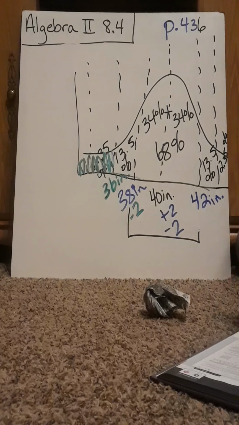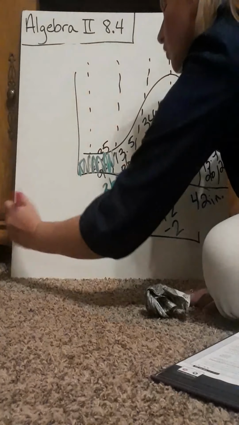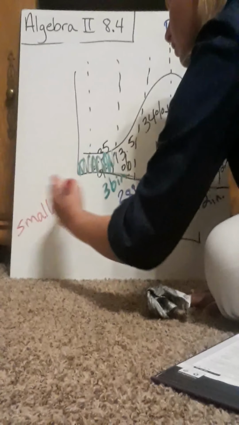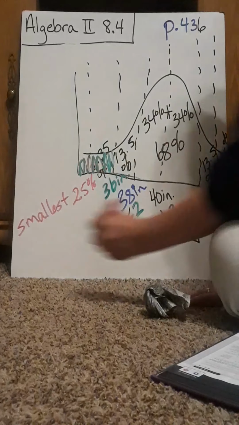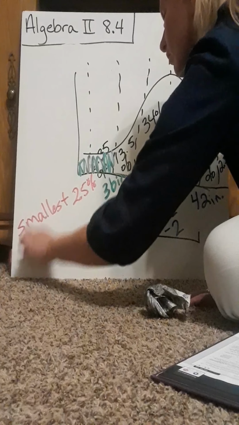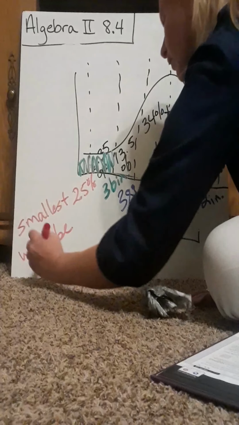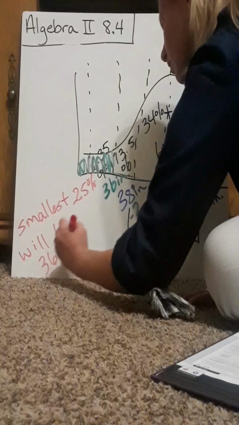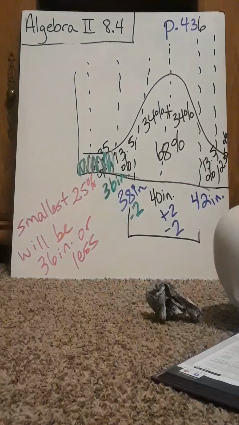Okay, so let me write that down. So this is what we would say. The smallest 2.5% will be 36 inches or less, or smaller, you could say.